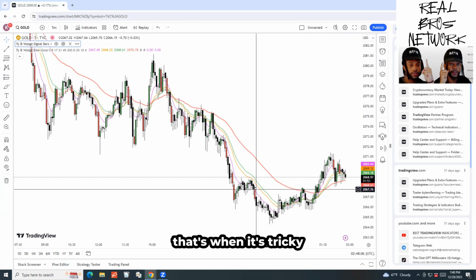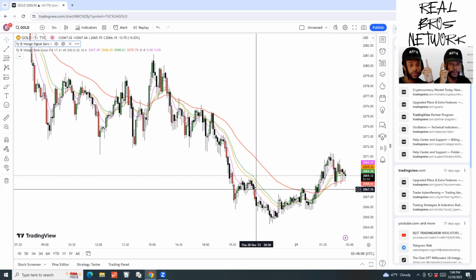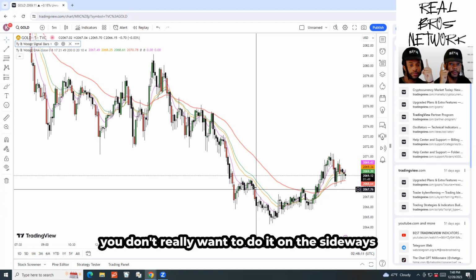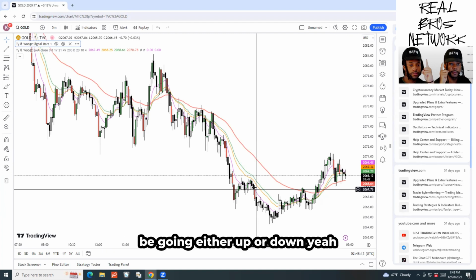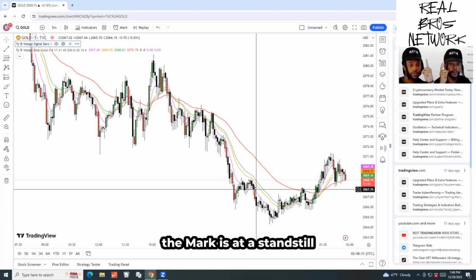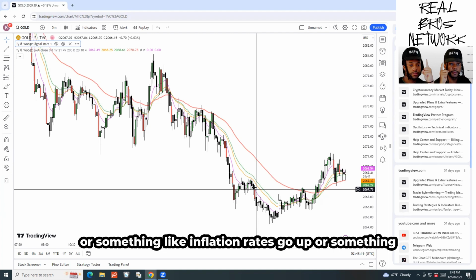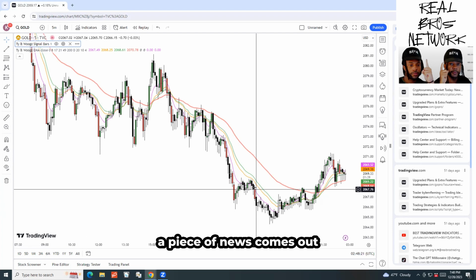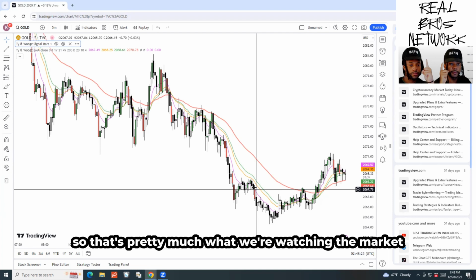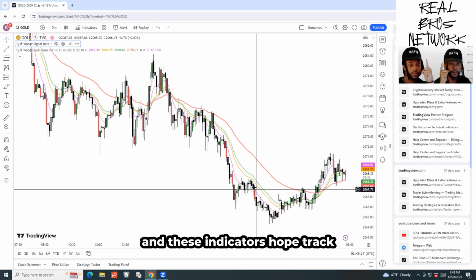When price is sideways, it's tricky. You don't really want to trade when it's sideways. You want it to be going either up or down. The market's at a standstill until a piece of news comes out, like inflation rates going up, and then it makes the price unfair again. So that's pretty much what we're watching in the market, and these indicators help track it.